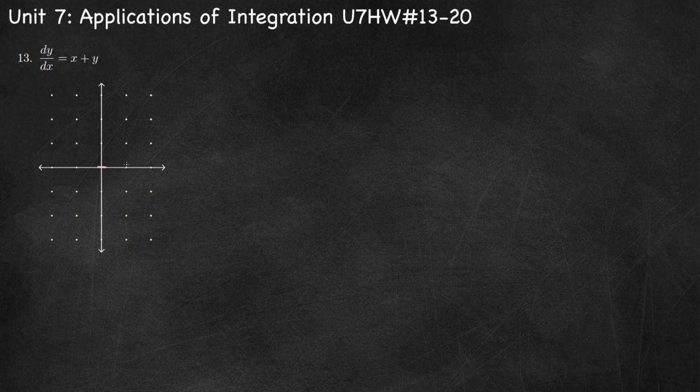At 1, negative 1, the slope is 0. 2, negative 2. Negative 1, 1. Negative 2, 2. And then sometimes I'll ask, when is the slope going to be 1? So it's going to be 1 at 1, 0.